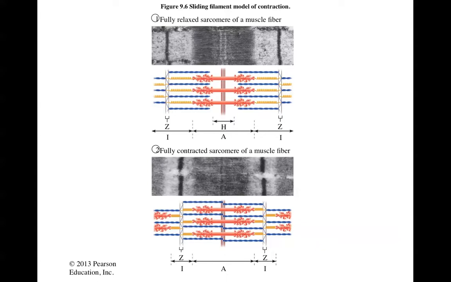The only structure I still want you to look at is the H zone. The H zone, as you'll notice here, is the central part where the actin filaments do not come all the way across. There's a space in between there. That, in fact, is the H zone. And the H zone also can be defined as the central part of the thick filament. So it's right in the middle of the A band.